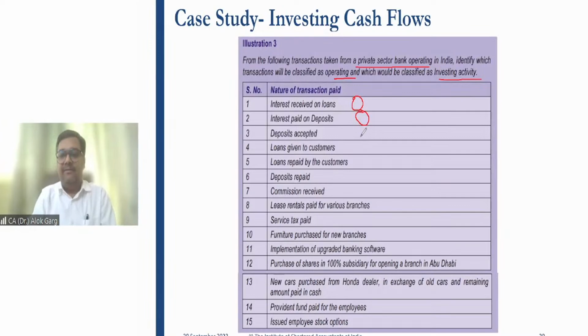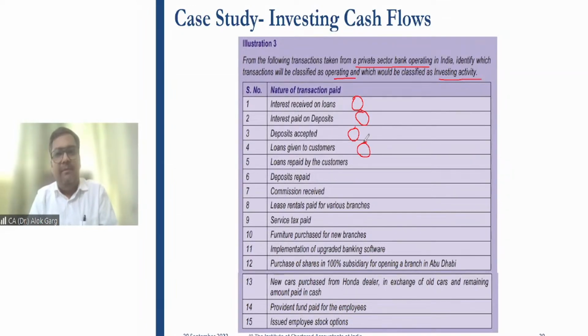Deposit accepted. The bank has accepted the fixed deposit of the customers. Again, it is a cash movement, right? So what would it be? Again, this third is also your cash flow from operating activity. This is also operating. Loan given to customer. Again, operating.